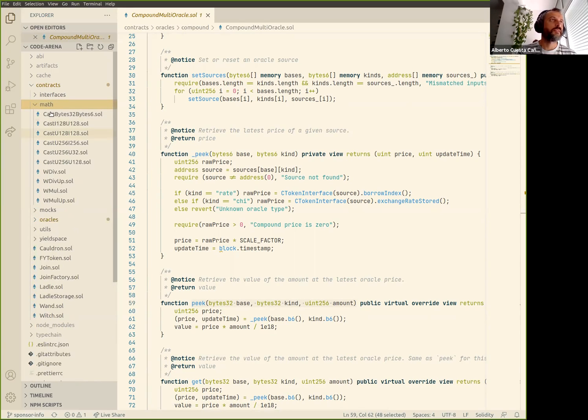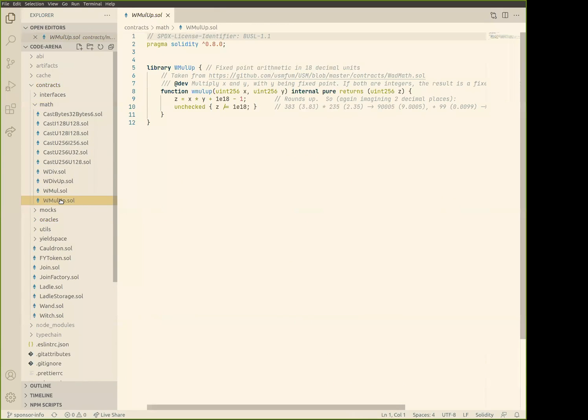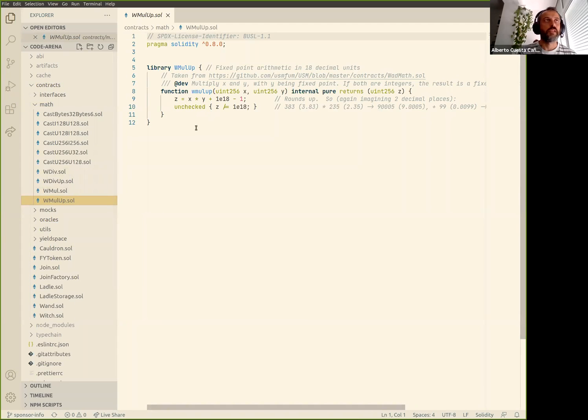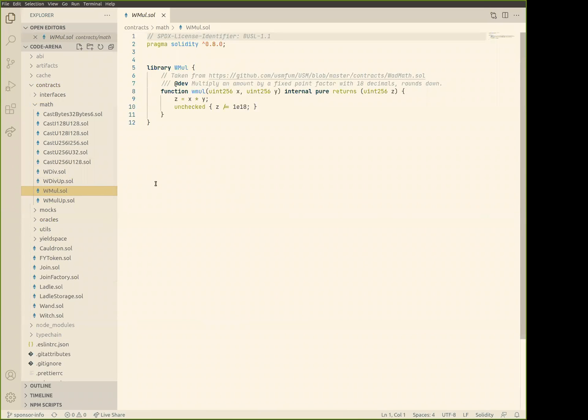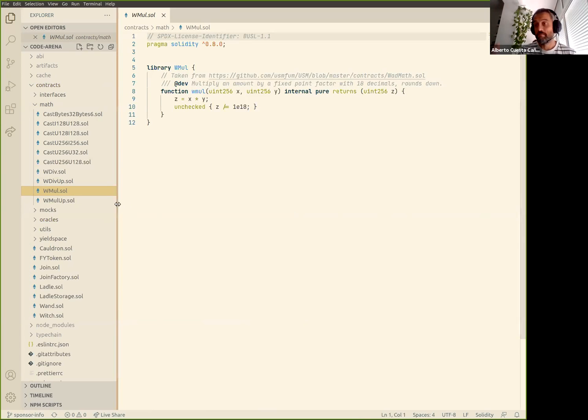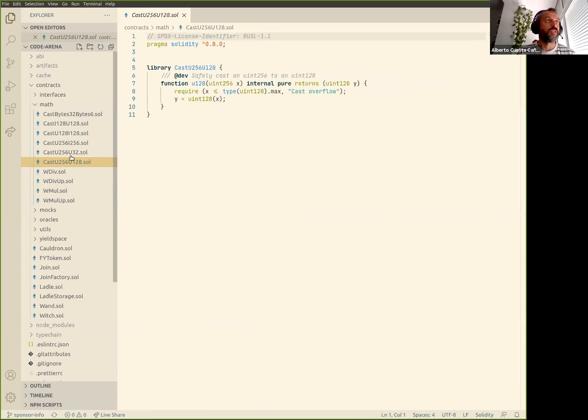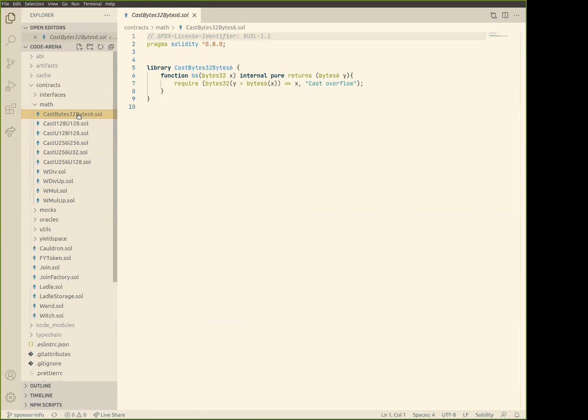In terms of math, I have a bunch of libraries here, which is just fixed point math. I took all this from USM-FAM. Jacob Eliosov rewrote everything I had done with fixed point math and made it much better. So I just took it. And functions to cast between types. It's amazing that Solidity does not let us do this natively.